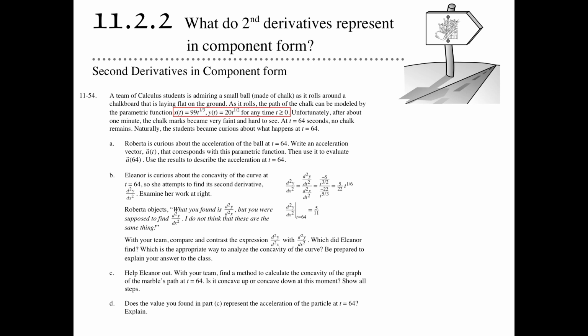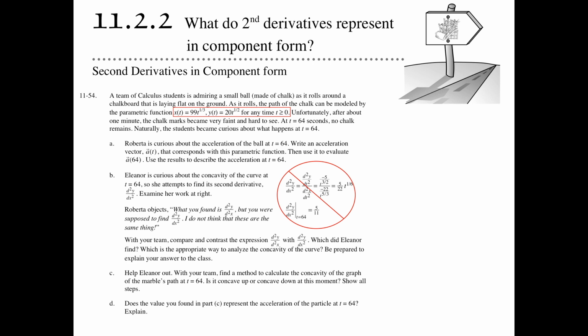For example, when given a position function that is written parametrically with time as the parameter, it is common for students to try to find concavity of the curve by incorrectly writing the second derivative. They write it as the ratio between the second derivative of y with respect to t and the second derivative of x with respect to t.